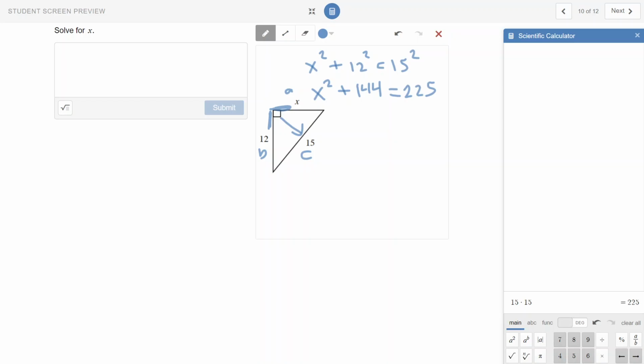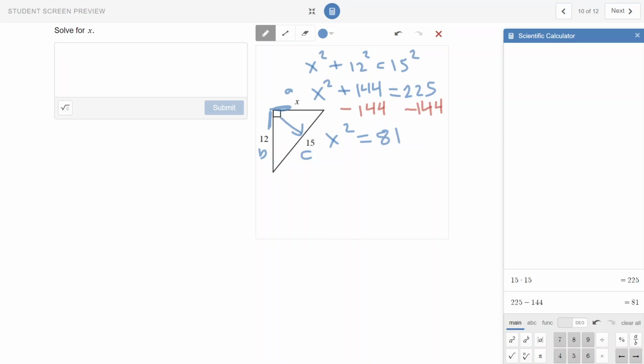All right, we want to get x squared by itself, which means we probably don't want that plus 144, so we'll do the inverse operation, the opposite of that. Subtract 144. Do it to both sides of the equation so that they remain equal, and that's going to leave us with x squared is equal to whatever 225 minus 144 is. 225 minus 144 is 81. So we have x squared is equal to 81.